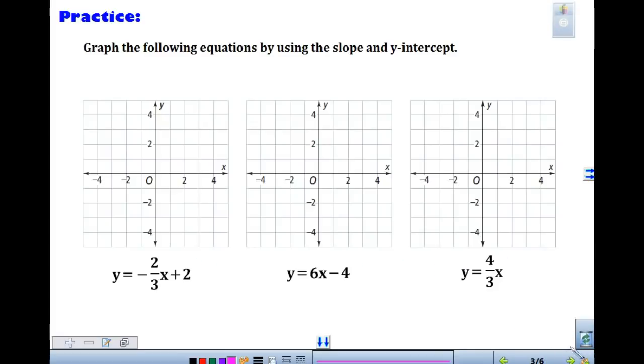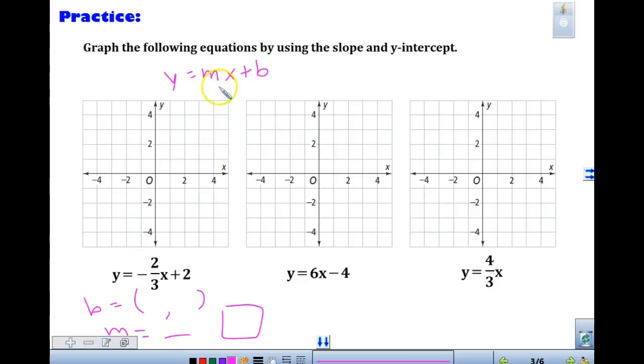It says graph the following equations by using the slope and y-intercept. So for each of these, I'd like you to identify our b as an ordered pair, our m as a ratio, and then the direction of our line. We can do this first one together for any of you that are still confused about this. It's in the form y equals mx plus b.